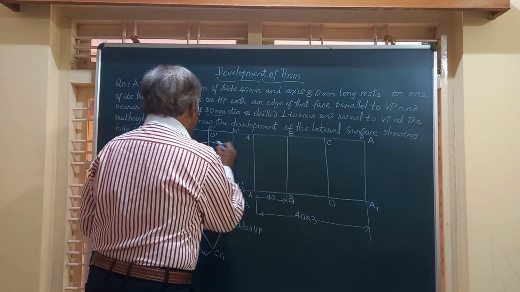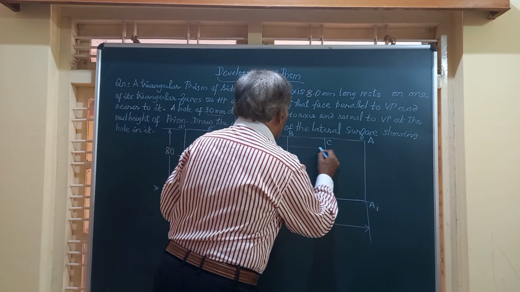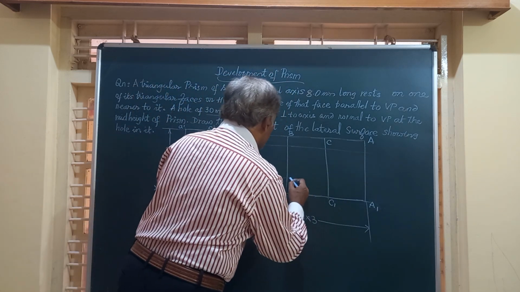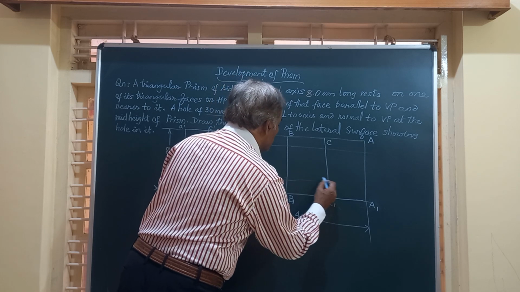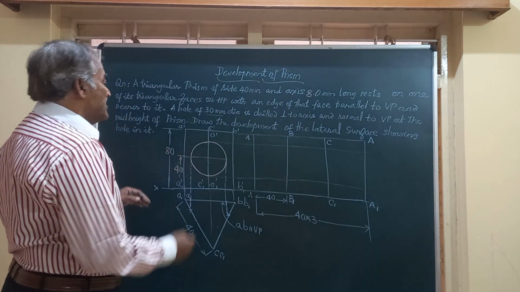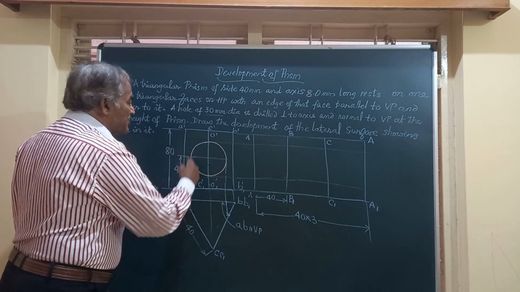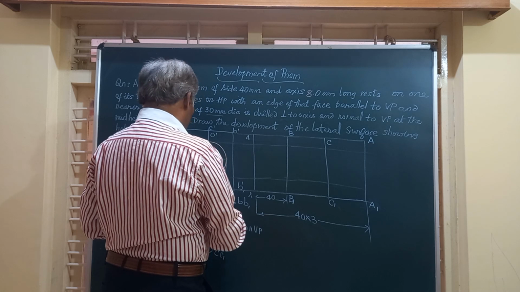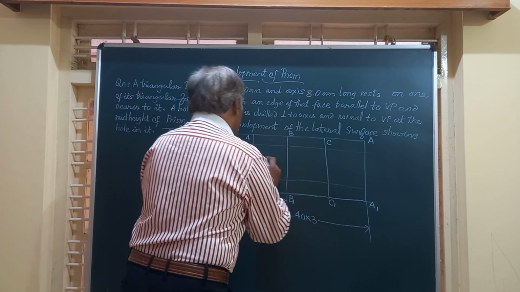I am going to produce all these lines from the top and bottom of this circle, like this. Here, on AB, A1, B1, we will have this circle drawn, exactly at the center of AB. This is the center of that AB.